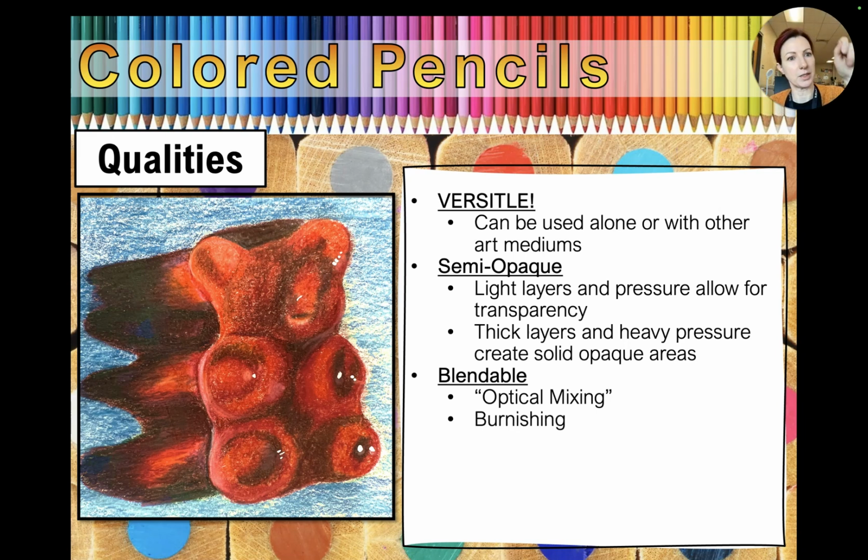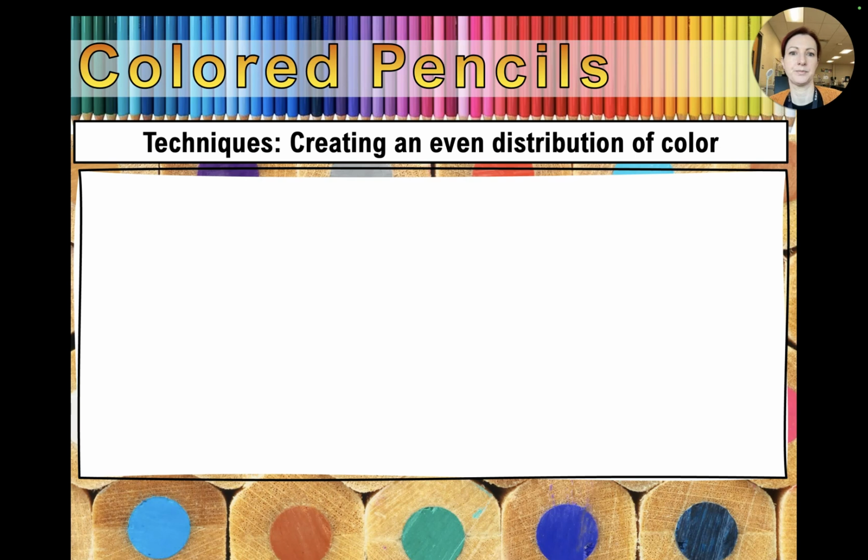Burnishing, which is when you're pressing really, really hard. Layering. Solvents, so you can use types of solvents to blend and break down the pigment to make it almost like paint. There are blender pencils, which are clear color pencils that don't have any color but will easily blend your color together. And then some techniques.